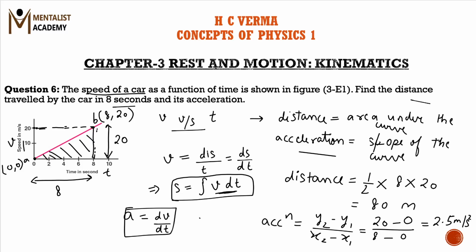So the acceleration comes out to be a is equal to 2.5 meter per second square, and the distance traveled, which I am denoting by x, is equal to 80 meters. That's how you solve the questions of the graph of speed versus time.